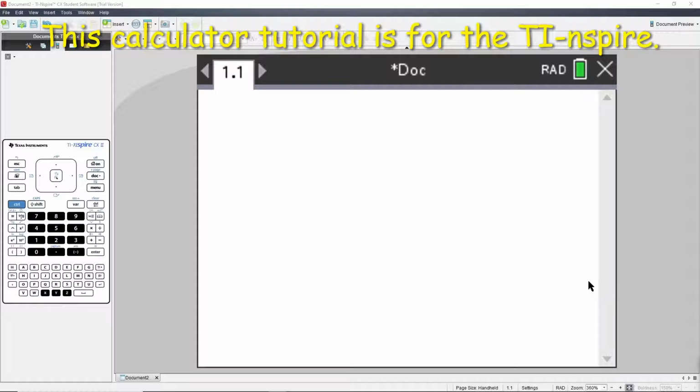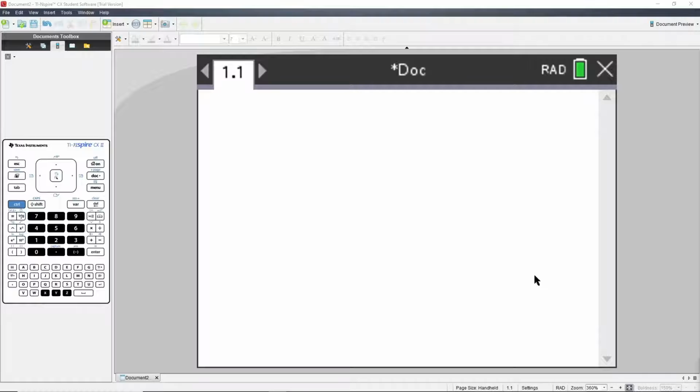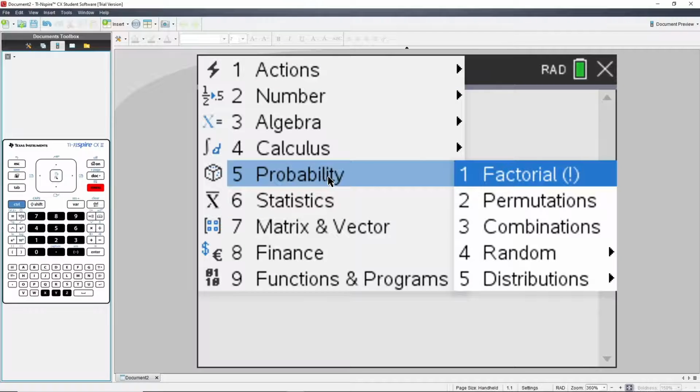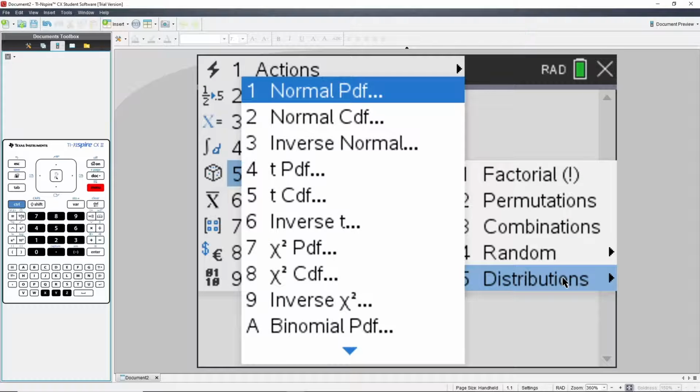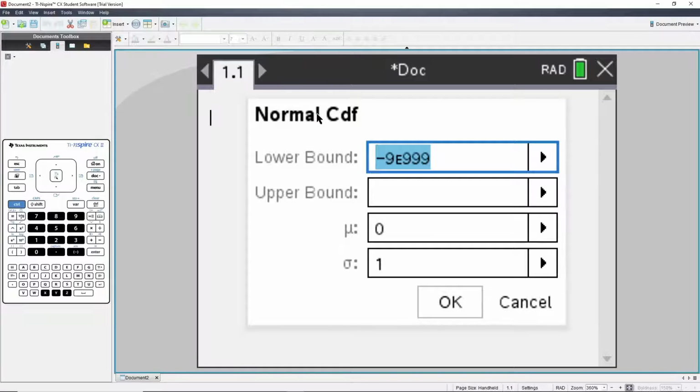So the first thing we're going to be going over with the calculator section is how to calculate the area under the normal curve. The first thing you're going to want to do is click on the menu option for the TI Inspire and go over to probability, section 5, and locate distributions, and you want normal CDF. And under normal CDF, it's first important to enter what the population mean of your distribution is. For this example, we're just going to use 0, and for the standard deviation, I'll also use 1. Now the lower bound and upper bound.